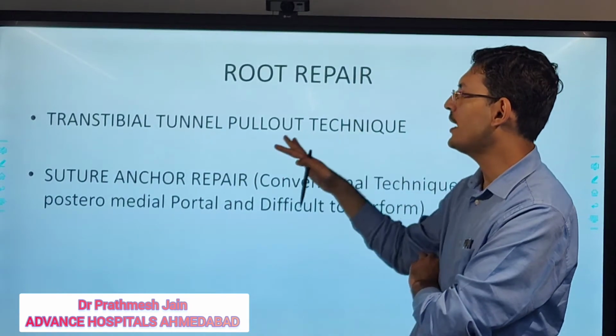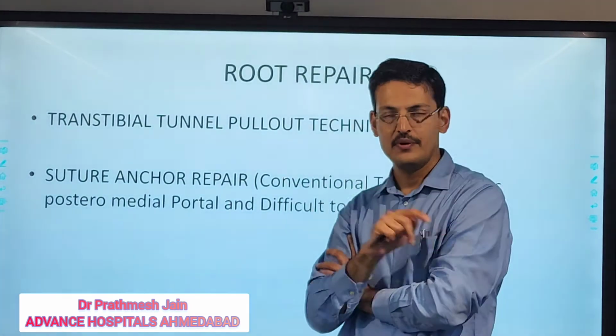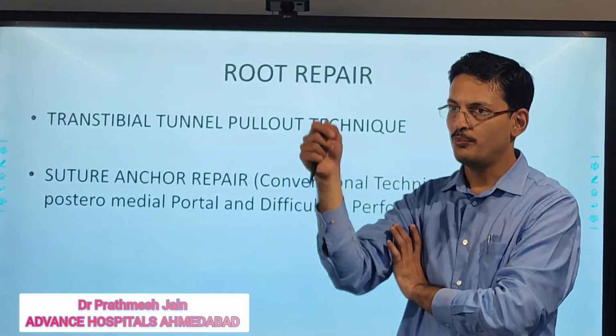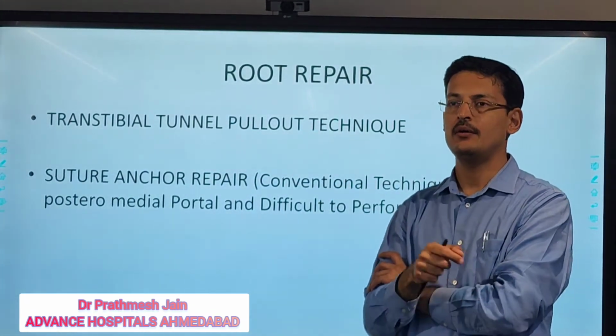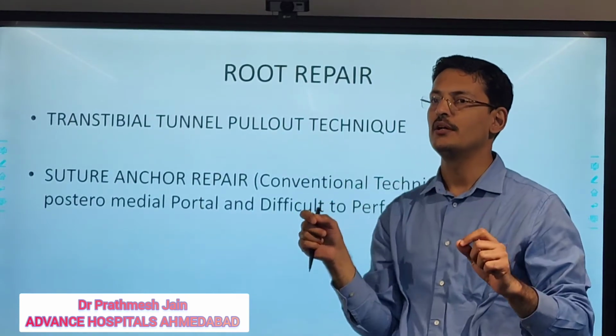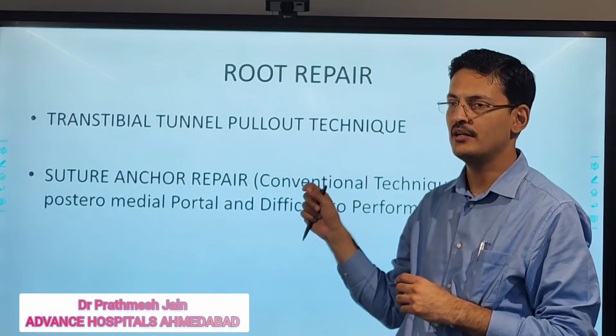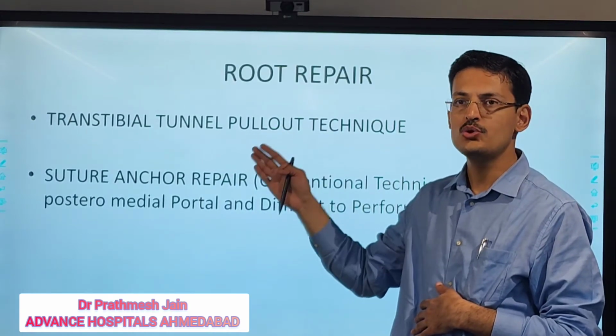Now as I told you, traditionally there are two techniques described. One is a transtibial pull-out technique in which you pass sutures, pull the sutures through the transtibial tunnel, and tie them on the tibia. You can tie it with anything. This is a very commonly used and accepted technique.